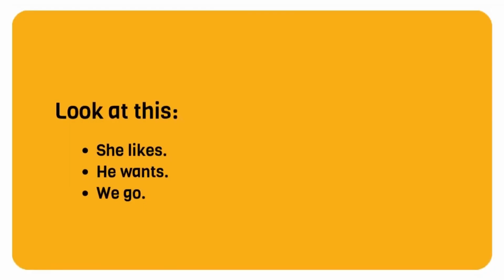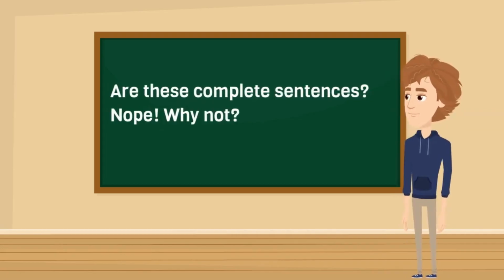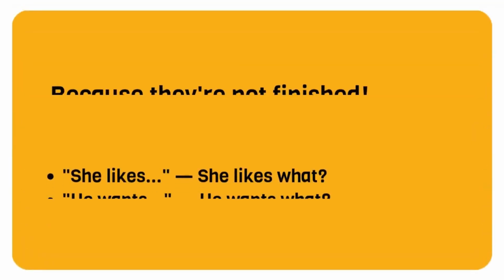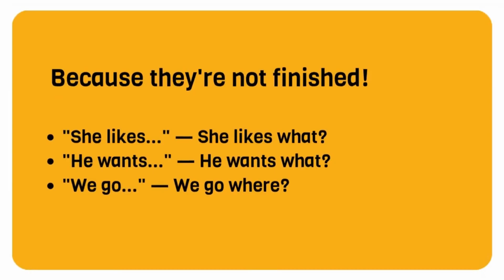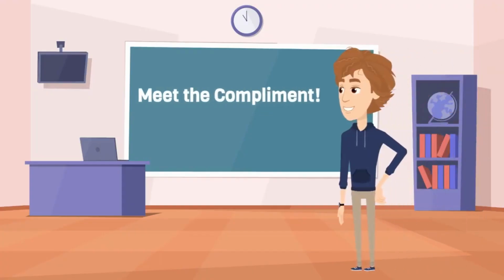Look at this. She likes. He wants. We go. Are these complete sentences? Nope. Why not? Because they're not finished. She likes what? He wants what? We go where? Meet the complement.